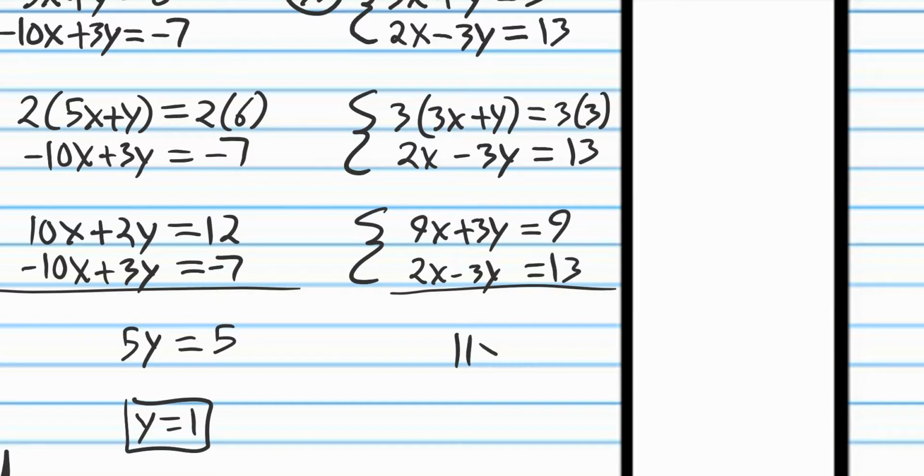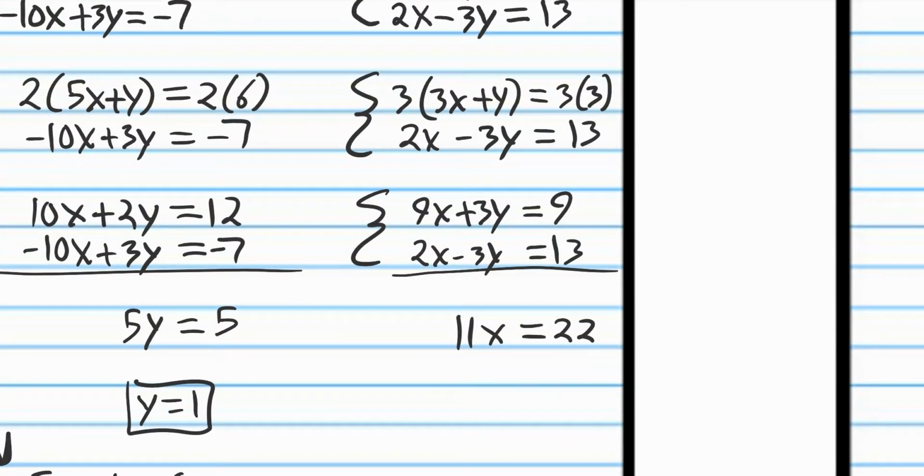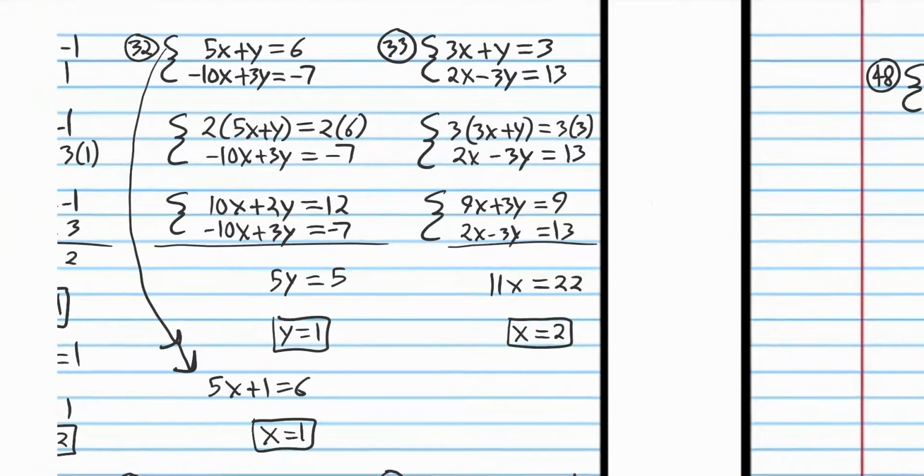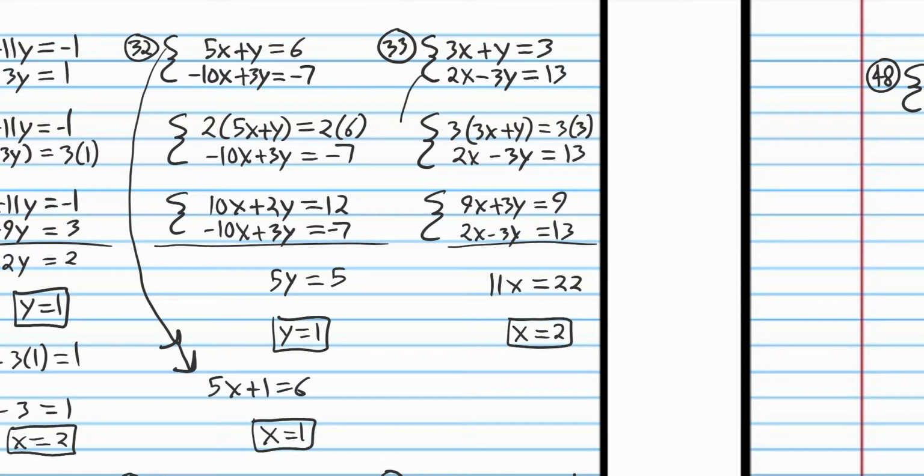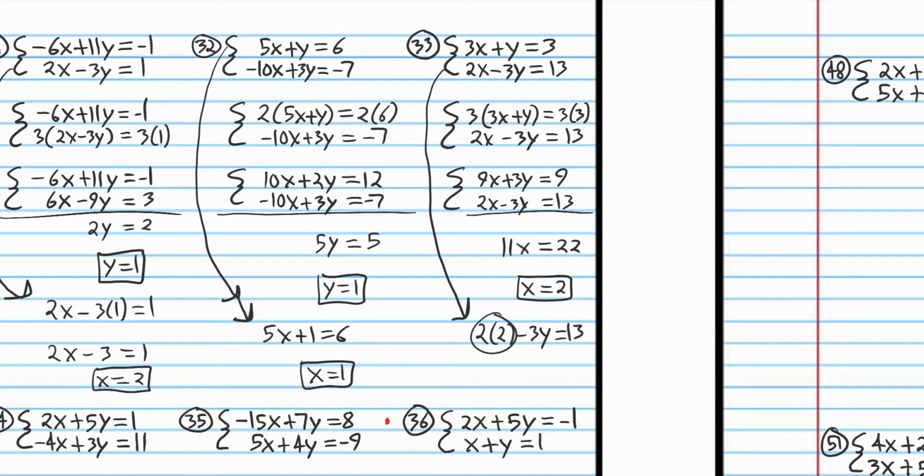So we end up with 11x is equal to 22, it looks like. And divide both sides by 11, and you get 2. So if you got 2 for x, good job. I'm going to use the bottom equation here to find y. So 2 times 2 minus 3y equals 13. And that's going to be 4, and then we're going to subtract 4 from both sides, and then we get 9. Divide both sides by negative 3, and we get negative 3.